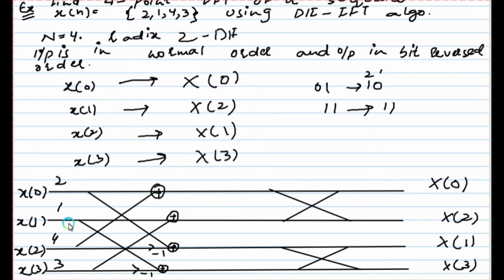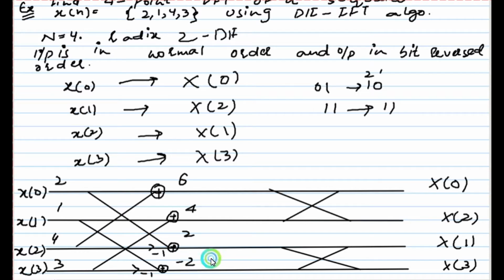So this is 2 plus 4, which is 6. Similarly here it is 1 plus 3, so that is 4. And here it is 4 minus 2, so it will be 2. And then here we have 3, 1 minus 3, so it is -2.